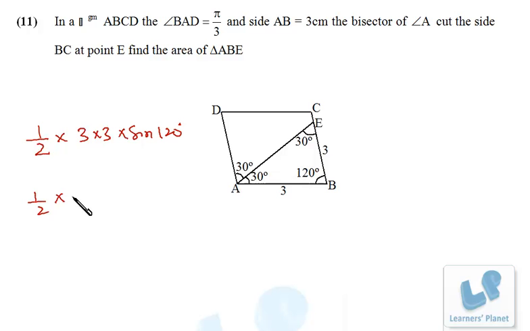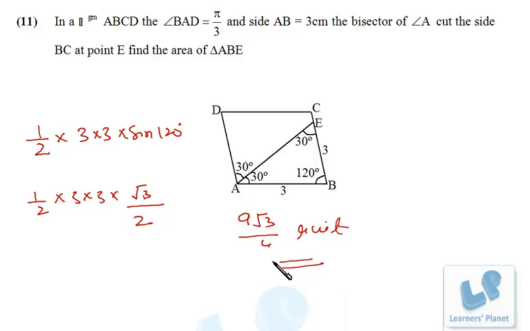Okay. Now what is sine 120 degree? Sine 90 plus 30, that's cos 30. Cos 30 is root 3 by 2. Okay. So it's 3, 3s are 9, root 3 by 4. Okay. I hope you are clear.